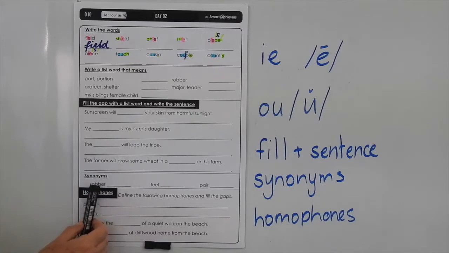Synonyms are words that mean the same, so you've got to find a list word that means the same as robber, feel and pair. Homophones are words that sound the same but are spelt differently and they mean different things. So we've got piece and peace. We've talked about this piece before, and in this list we're looking at this other piece. So you should know what they mean, and then you've got to use them correctly in those two sentences.